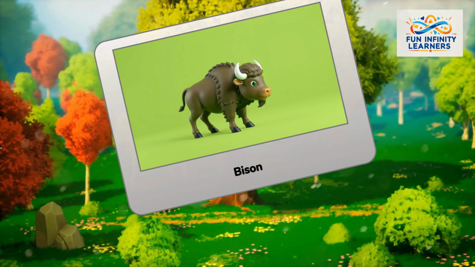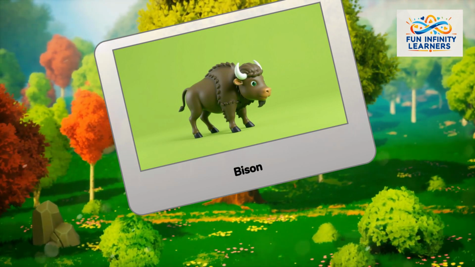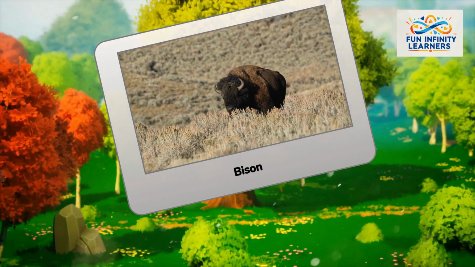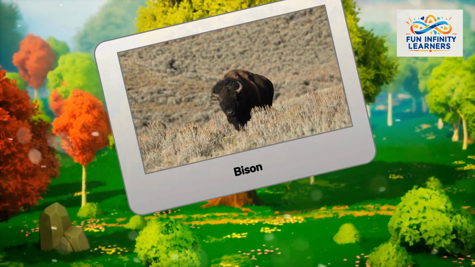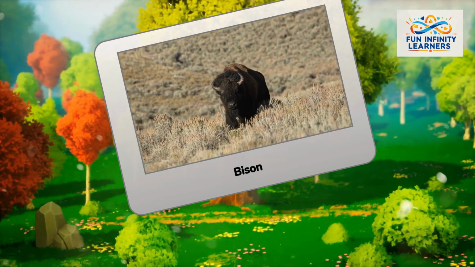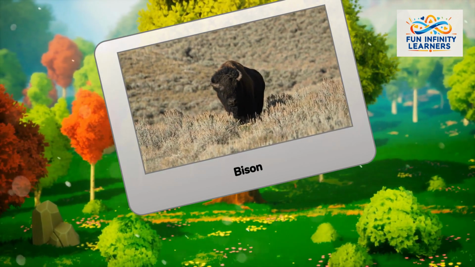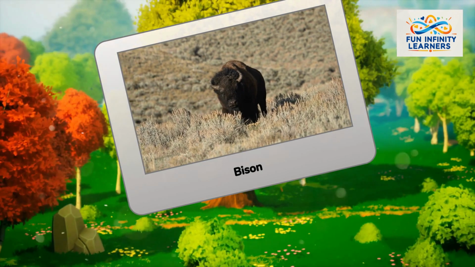This is a bison. B-I-S-O-N. Bison. This is a bison.